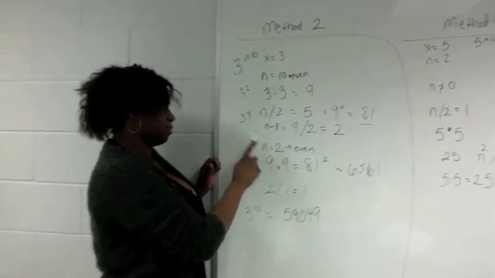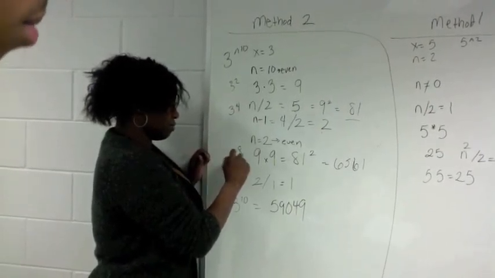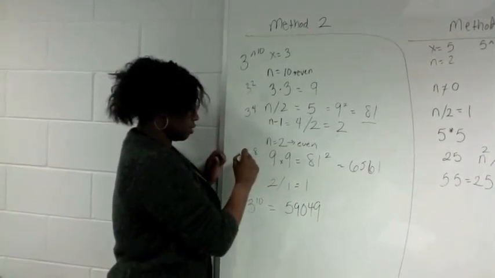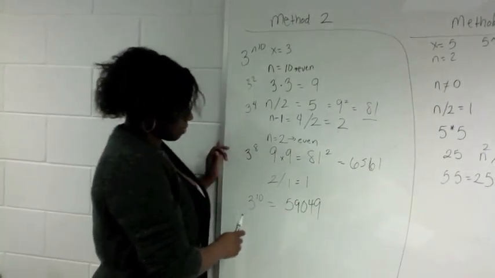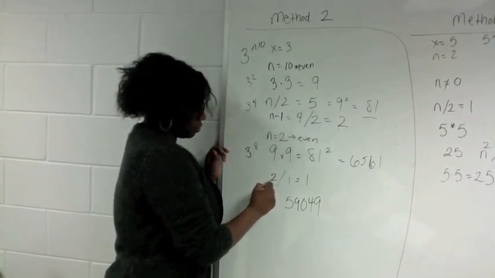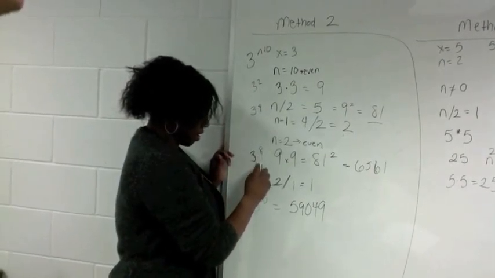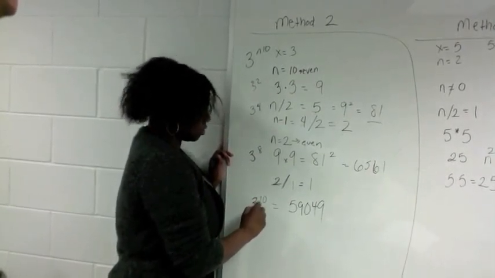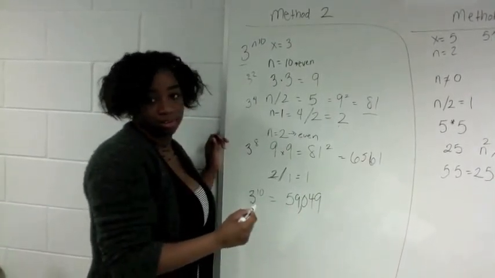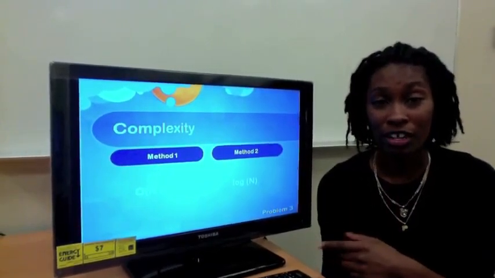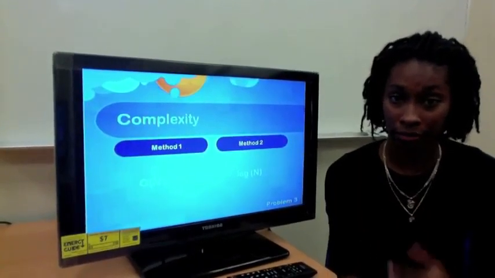And then we basically double this number, and we have 81 squared, which is 3 to the 8th power, which is 6,561. And then we divide again, 2 divided by 2, which is 1. And we multiply in the extra factor, so we get 3 to the 10th, which is what we had originally, which is 59,049. For the complexity, the runtime of method 1 is big O of n log n, whereas for method 2, it's log n.